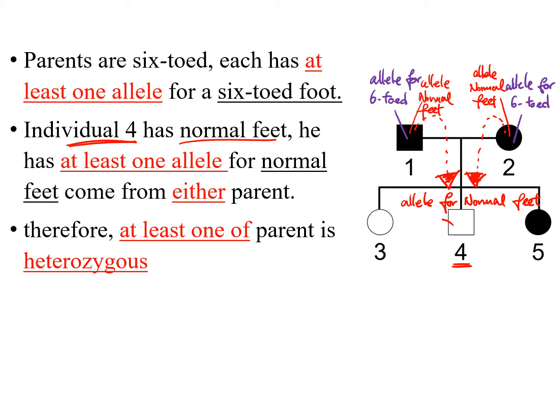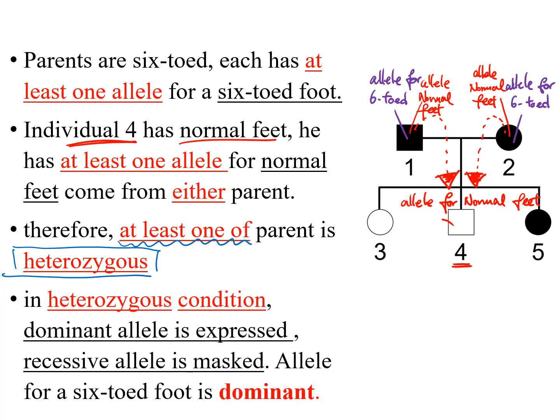So for parent 1 and parent 2, they might have two different alleles in their chromosome: one allele for six-toed and another allele, which is different, an allele for normal feet. So we will say at least one of the parents has different alleles in their chromosome. So at least one of the parents is heterozygous. They have different alleles in their chromosome. And you have to know, in a heterozygous condition with different alleles in their chromosome, only the dominant allele expresses.